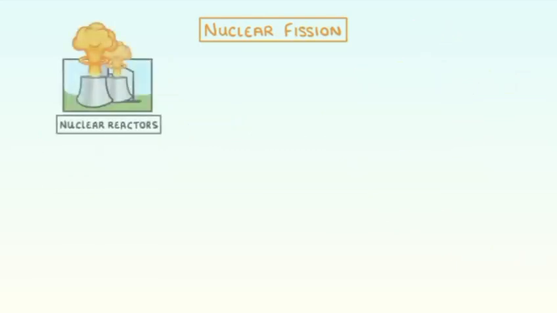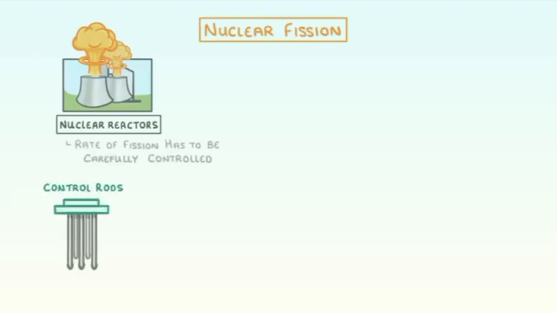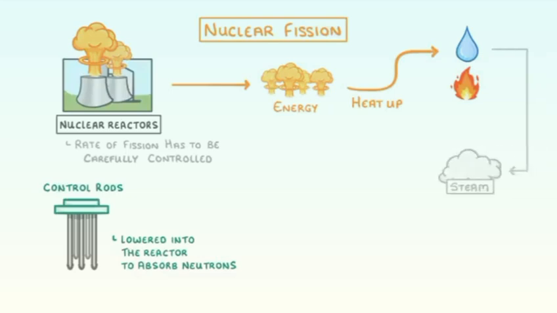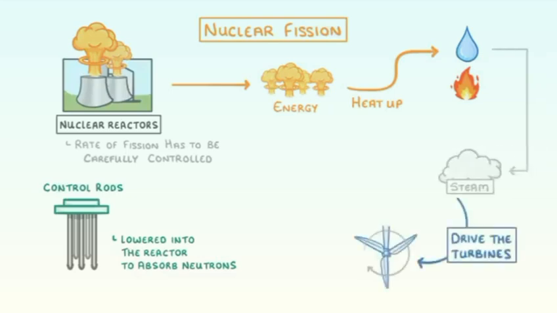In nuclear reactors, though, the rate of fission has to be carefully controlled to stop it from getting out of control. This is mainly achieved by control rods, which can be lowered into the reactor to absorb neutrons, and so slow down the reaction. Meanwhile, the energy released from the process is used to heat up water and turn it into steam, which can then drive turbines that are connected to an electricity generator.